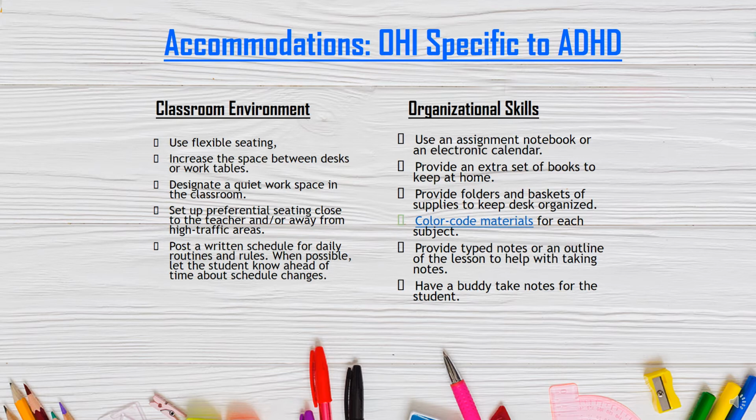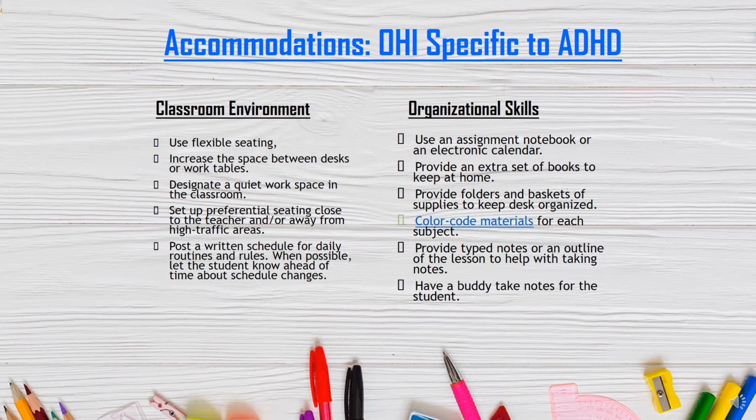It's important to note that many of these accommodations may be used in the home for our online and hard copy students, as well as our face-to-face students. Accommodations targeting the classroom environment could be the use of flexible seating. For instance, rather than requiring the student to sit on his chair, allow him to stand at his desk while working. Find a quiet space in the classroom or in the home that is away from high foot traffic. This will help minimize distractions.